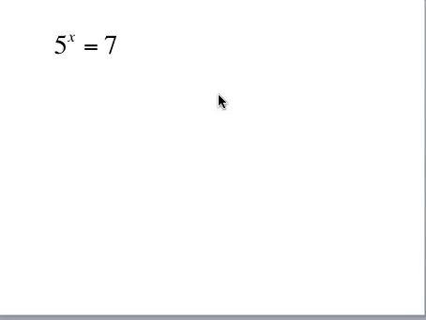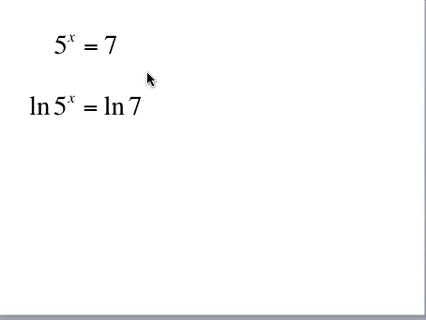But when I get a problem like this, 5 to the x equals 7, there is no common base for us to work with. So the tool we have to use here is a logarithm. We'll take a logarithm of both sides and then solve the problem that way. I prefer to use a natural logarithm. Of course, you could take log base 5. That would also be an efficient way to solve this problem. But I'm going to take a natural logarithm of both sides.